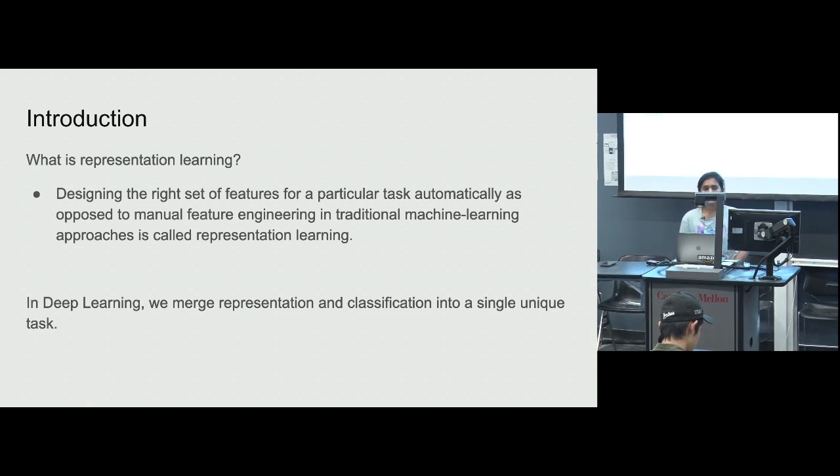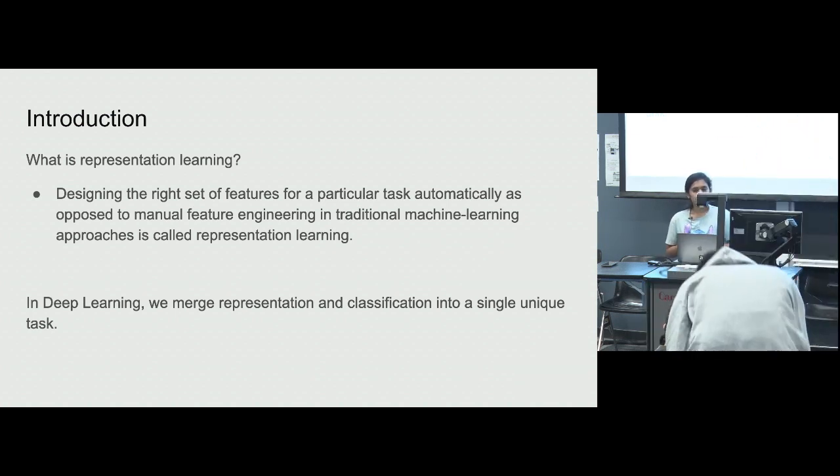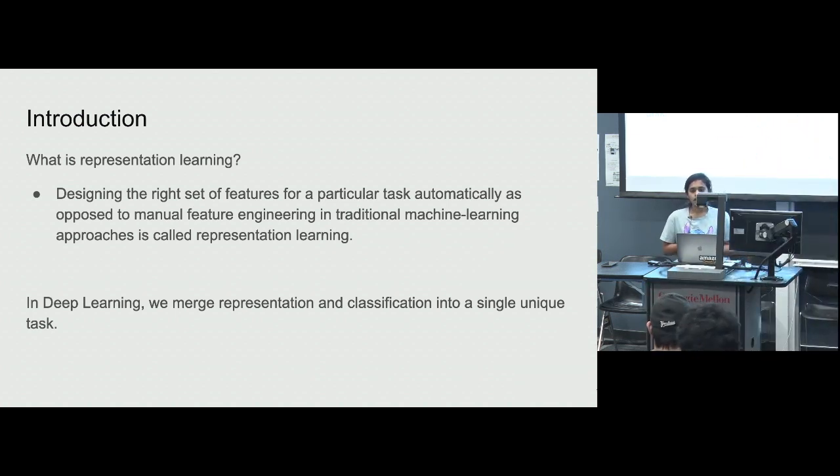Designing the right set of features for a particular task automatically, as opposed to manual feature engineering in traditional machine learning approaches, is called representation learning. Whenever you try things like SVMs or logistic regression, you tend to find the right set of features to understand what is necessary to build a model and make the right predictions. But in deep learning, this is probably the paradigm shift, that it does the representation learning for you, even if you give it some naive representations.